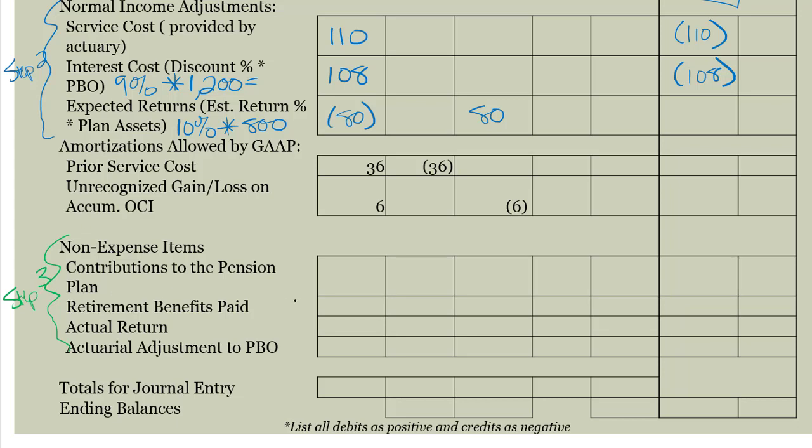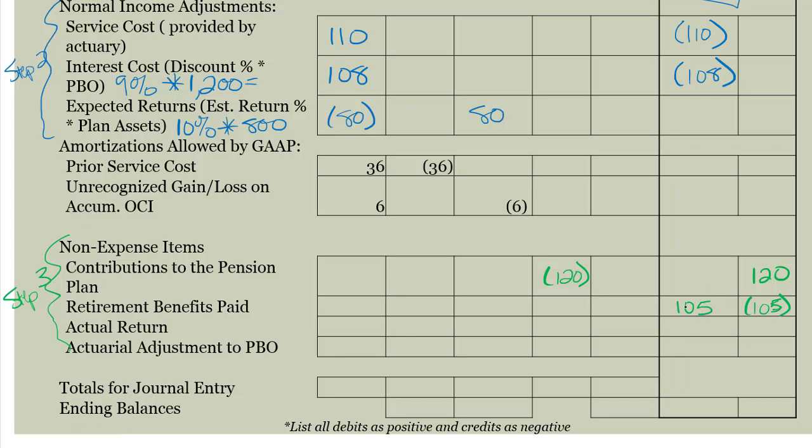Next, step 3, we jump down here. They did contribute to the plan this year, so cash went into the plan of 120. So plan assets go up by 120, debit and credit. The retirement benefits paid, again, were given to us, so 105 went out of plan assets and reduced my obligation, again, debit and credit.